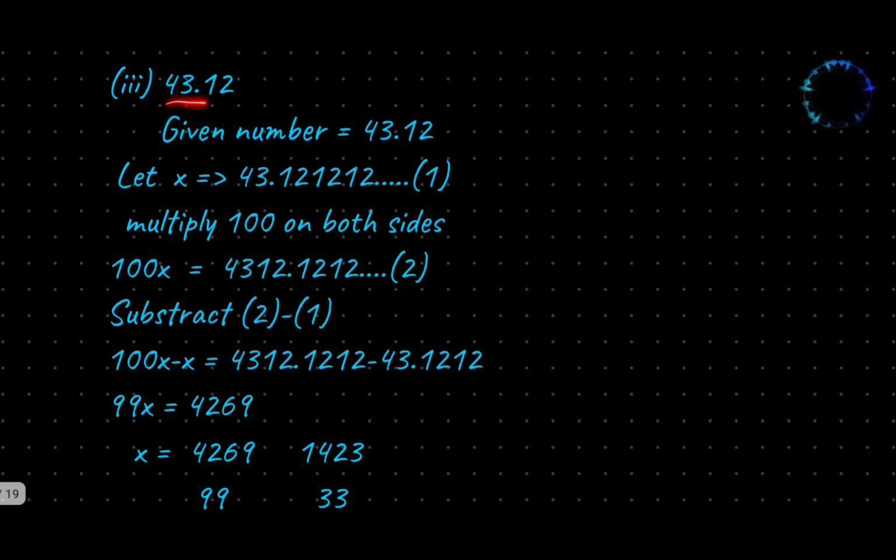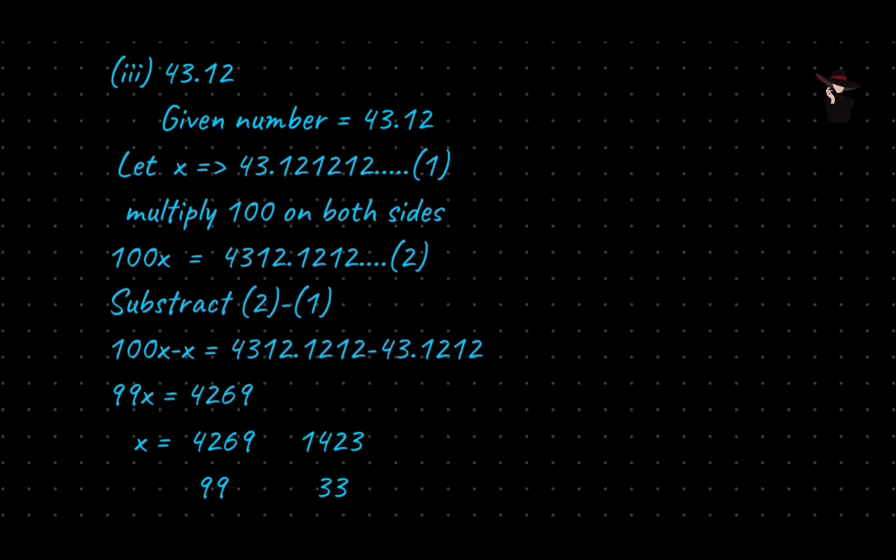Now, the third question is 43.12, the given number. Let us consider this number as x. 43.12 and so on, given in the equation as 43.12 bar. So it is a non-terminating continuous number. So let's consider this number as x, 43.12, and so on.